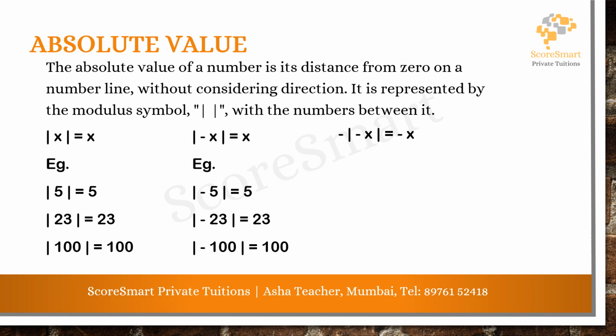Let's consider one more example. A negative sign which is outside the modulus, the negative sign comes as is. But inside the modulus, the negative number becomes positive. So negative modulus of minus x is minus x. For example, minus modulus of minus 5 is minus 5. Modulus of 0 is 0. Hope you understood absolute values.